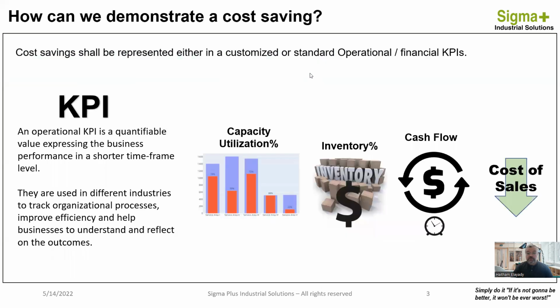Okay, so let's understand now how we can demonstrate a cost saving. Suppose that you are requested to describe the business performance of your functional department in front of the managerial department. And you need to show evidence that the business in your department has improved compared to last year. So as a golden rule, to describe the performance, to describe the cost savings, you need to show an operational or financial KPI. And the KPI here is short for key performance indicator.